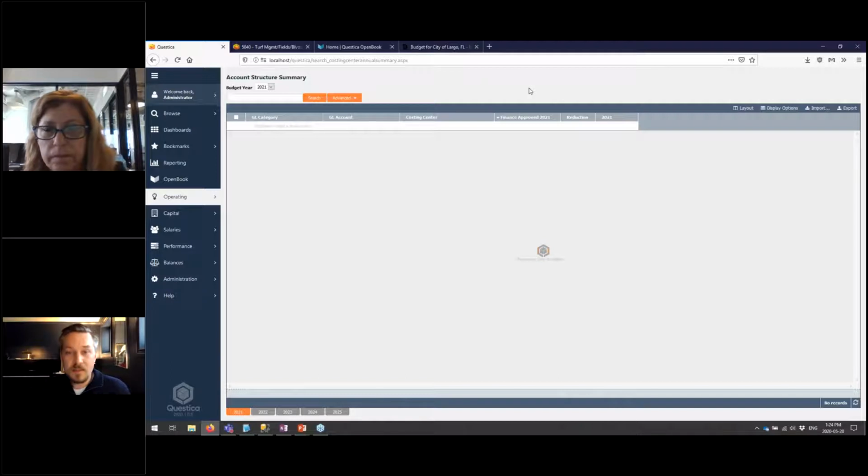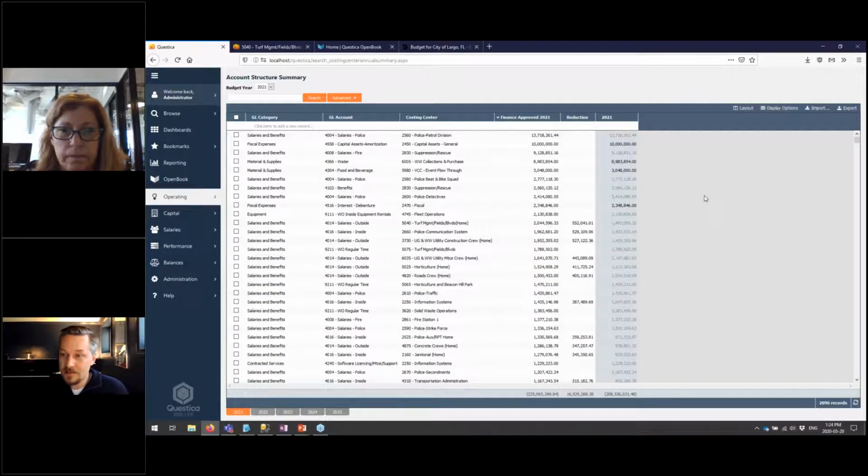So in this case, I'm looking at a roll up by my accounts, including all of the costing centers in the budget. And we can see that we have managed to hit our goal and reduce this budget from around 225 million, cut about $16.5 million across all the agencies, down to 208 for the year, to meet this revenue shortfall.